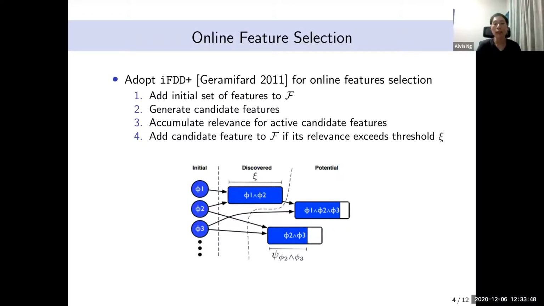At every step, as the agent executes an action, it receives some experience and the TD error is computed. The TD error is then added into the relevance of active candidate features. As the relevance is accumulated, candidate features with relevance exceeding a threshold xi are added into the feature set F. This in turn generates even more candidate features, which are increasingly complex.